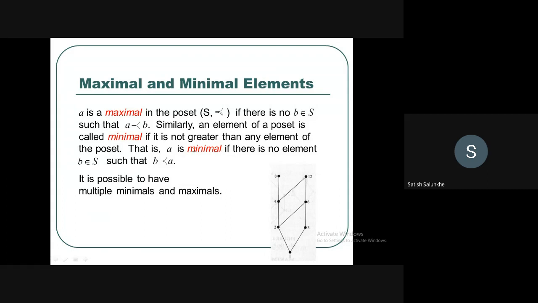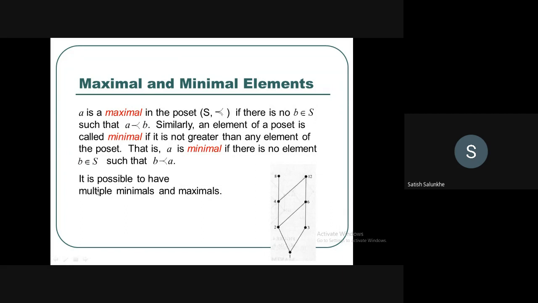Similarly, what is a minimal element? An element of a poset is called minimal if it is not greater than any element of the poset. That is, A is minimal if there is no element B belonging to S such that B is related to A. So in this, you can see the element 1 is the minimal element, to which no other element is related. There is no element related to 1. 8 is not related with anyone, and 12 is not related with anyone. Therefore 8 and 12 are maximal elements, and 1 here is the minimal element.